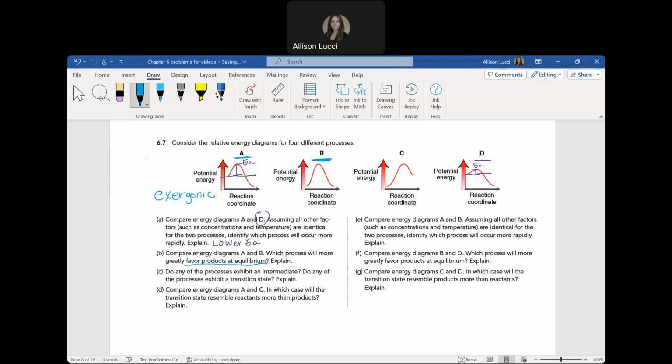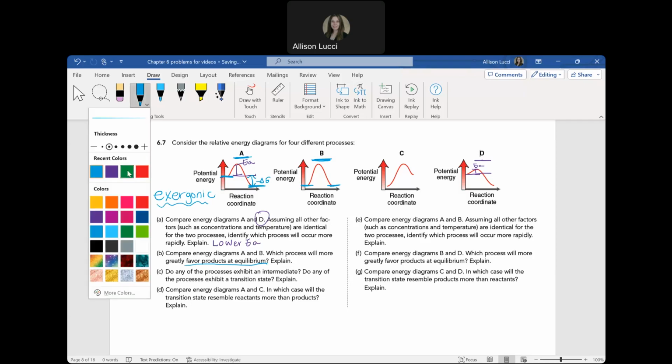And if you remember, that means that the products are at lower energy than our reactants, and we end up with this negative delta G value here. We see in reaction B, they're at the same energy, the products and the reactants. So the products are at lower energy than reactants in process A, being exergonic, so that would favor products at equilibrium. So A for that one.